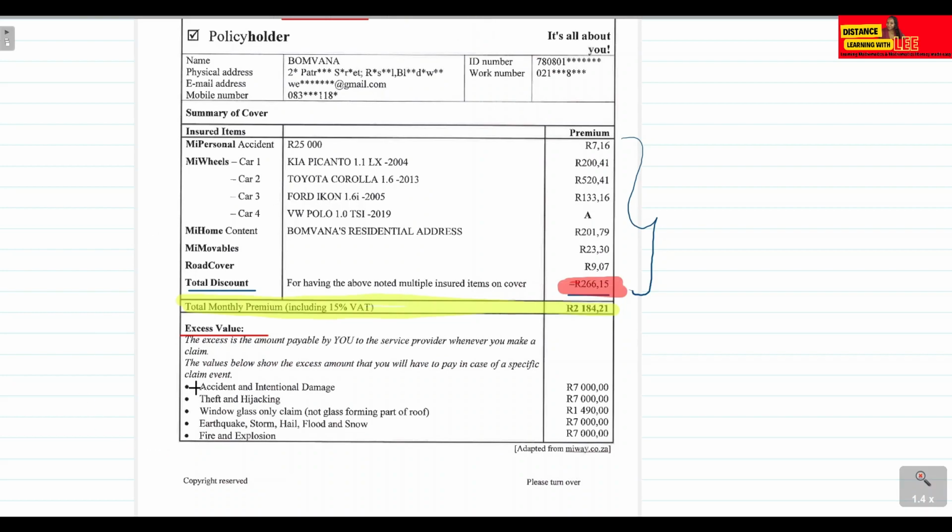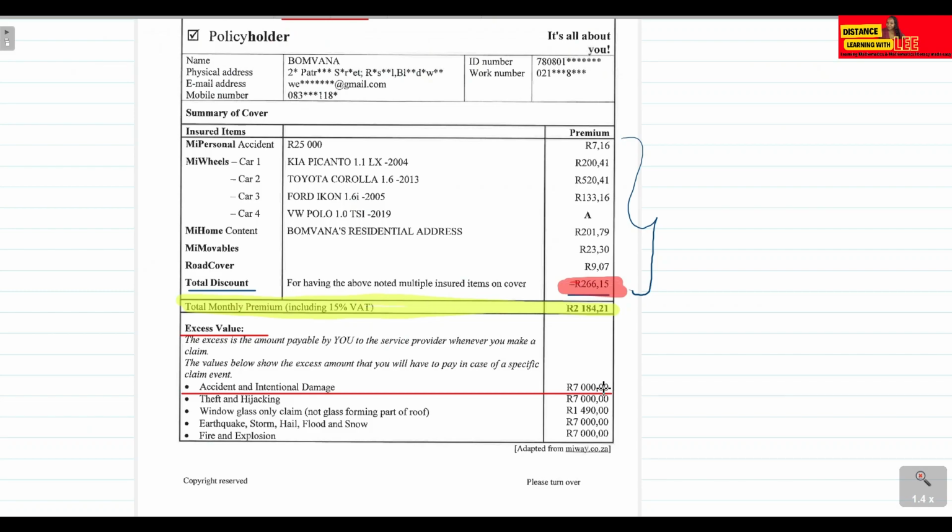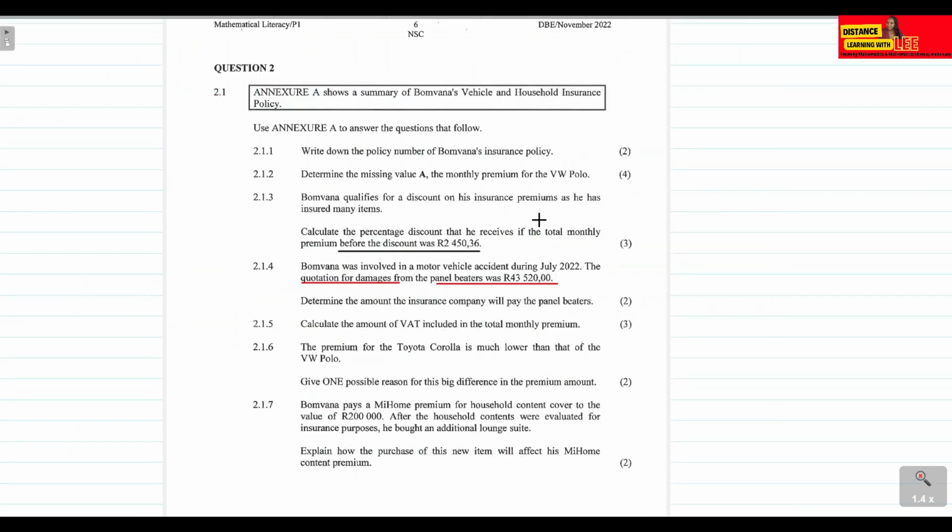We've got accidental, theft, hijacking, window, earthquake, fire. The excess we're going to be focusing on is this one, because it deals with accidents, and that's 7,000 rand. So the amount the insurance company is going to pay, because he has to pay an excess of 7,000, is 43,520 minus the excess of 7,000. That is the amount they are going to pay.